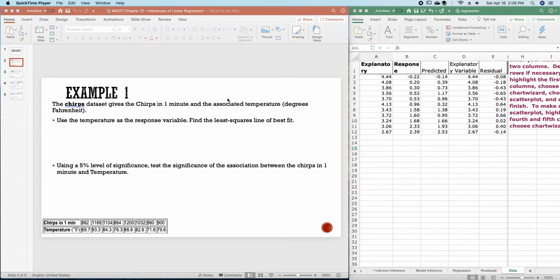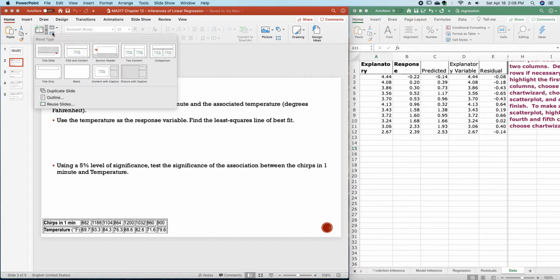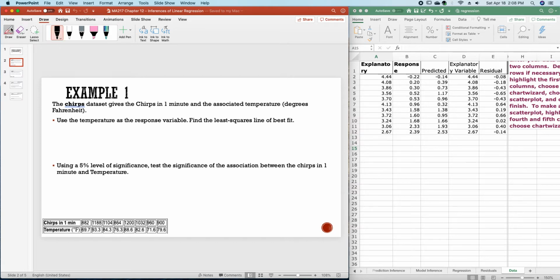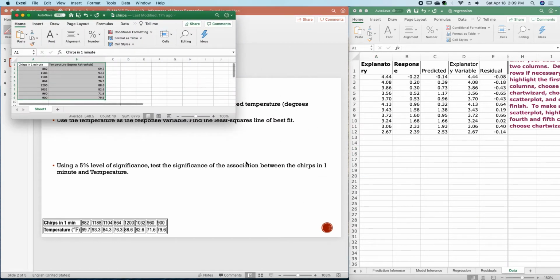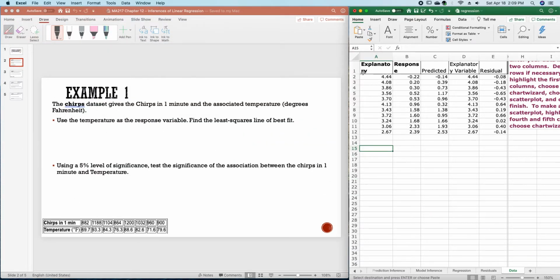Example number 1. The chirps dataset gives the chirps in 1 minute and the associated temperature in degrees Fahrenheit. From this dataset, we want to use the temperature as the response variable and then find the least squares line of best fit. I have this dataset open here, and I'm going to copy and paste it into our template here on the right.